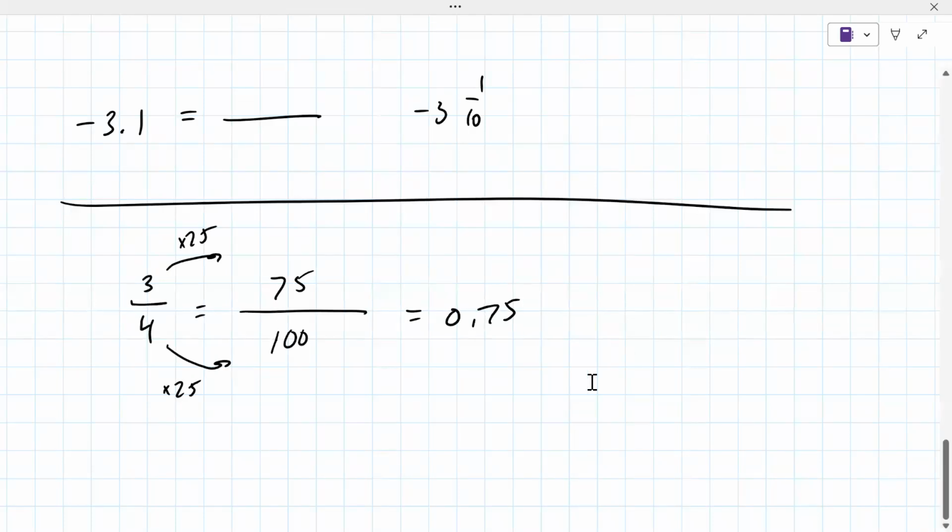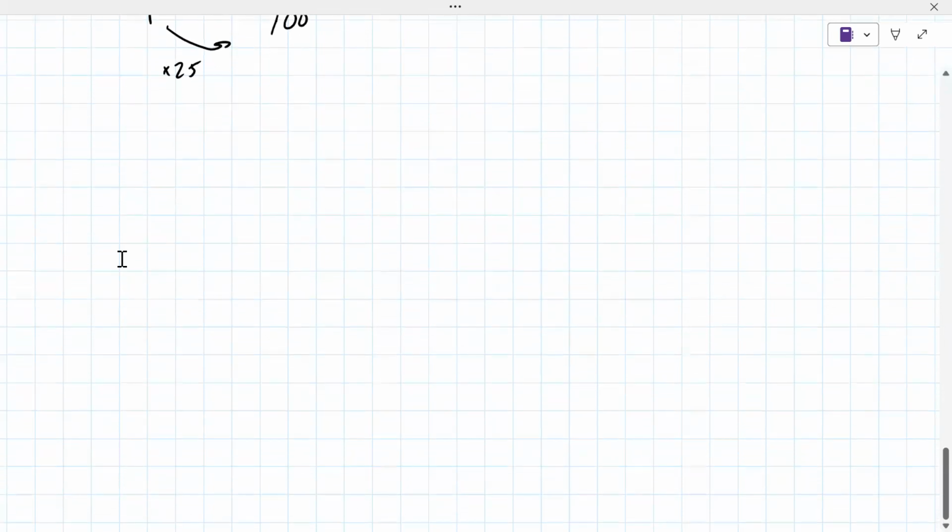Okay, that makes sense. But if it was like 3/5, couldn't you just go to 10 or something like that? You could go to 10. That's a good example. It's always better to go to 100 though, because then that gives you the number. Yeah.